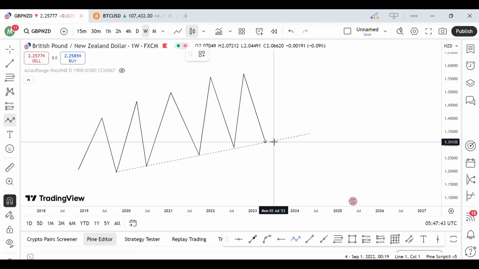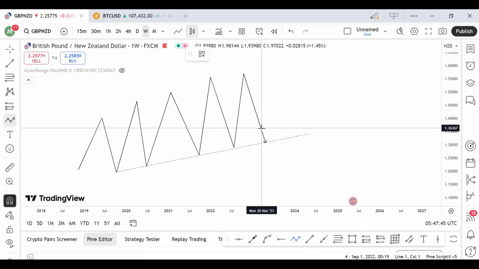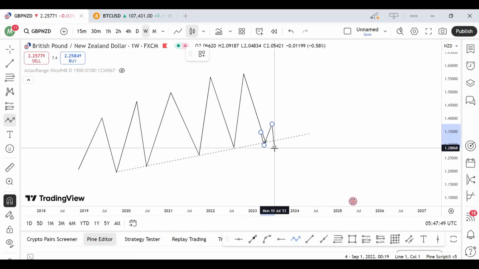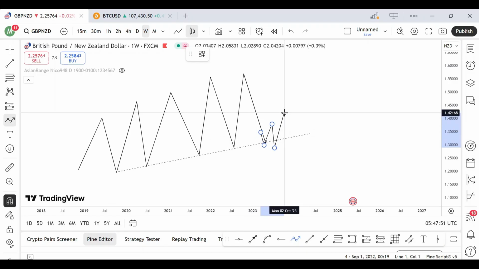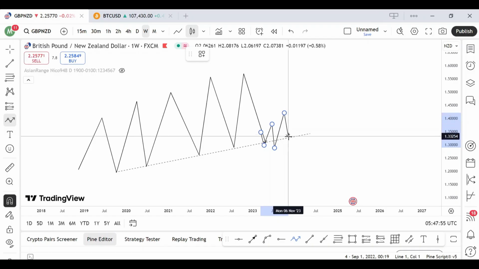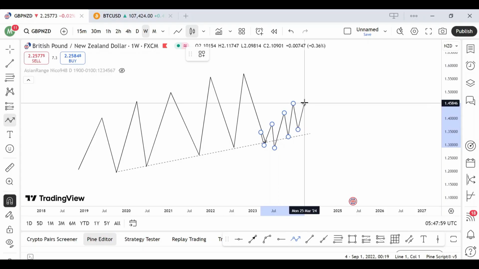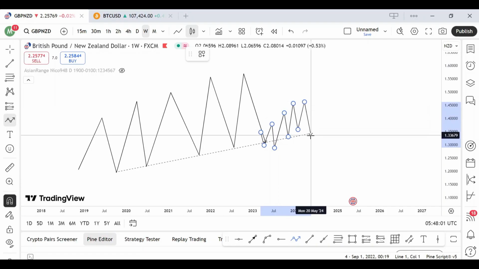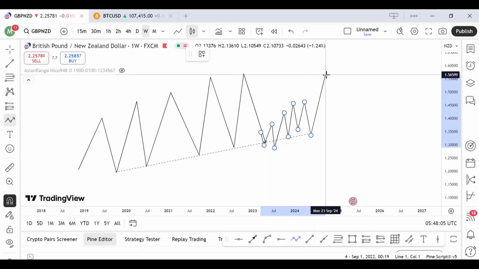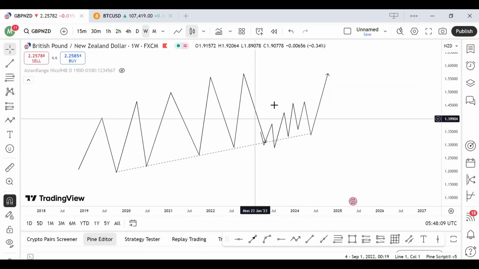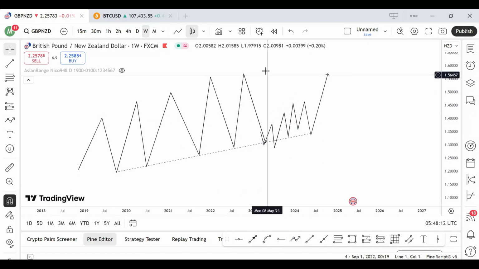Then you look for a sweep of the previous low, a change of character or a market structure shift to the downside, a pullback, another break of structure, a pullback, and a sweep of that liquidity, and you target the swing high. That's how you enter into the market from the lower time frame.